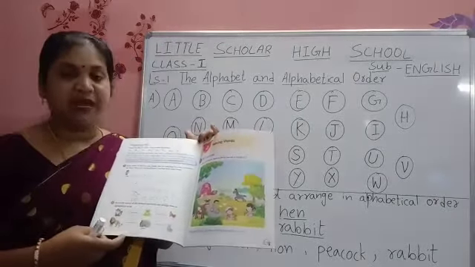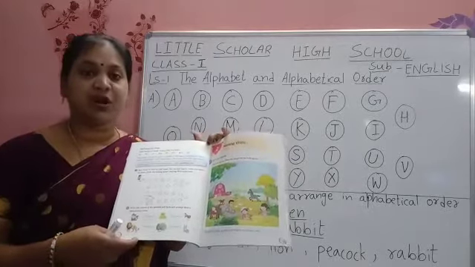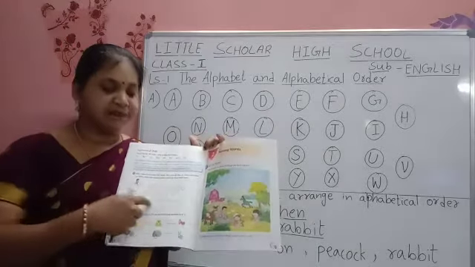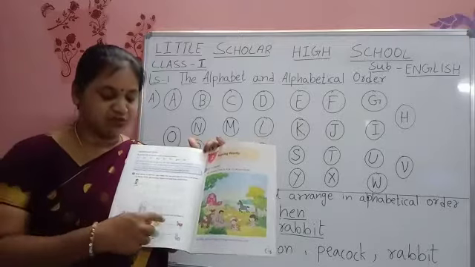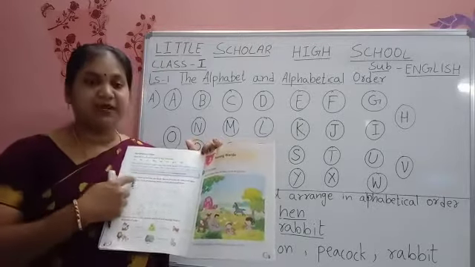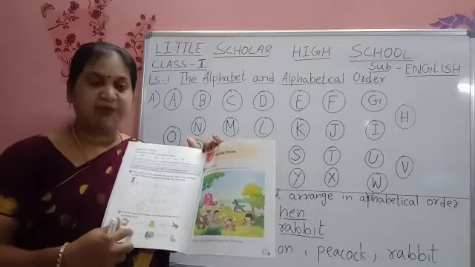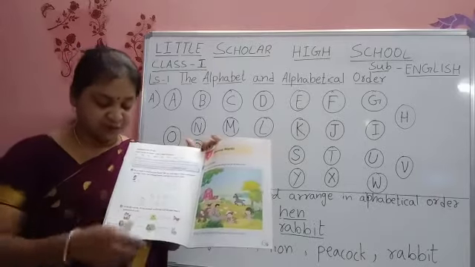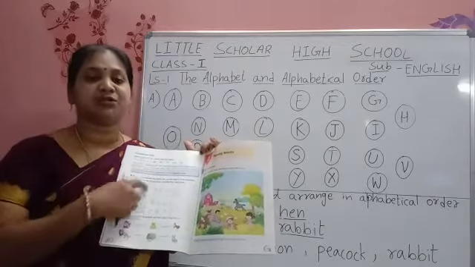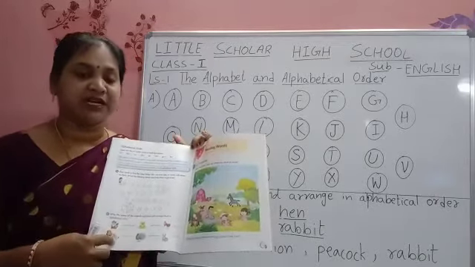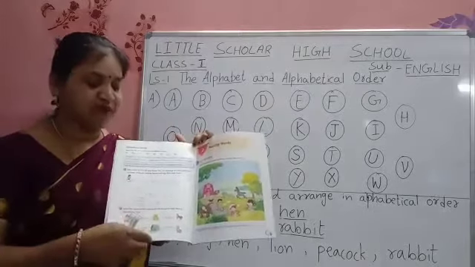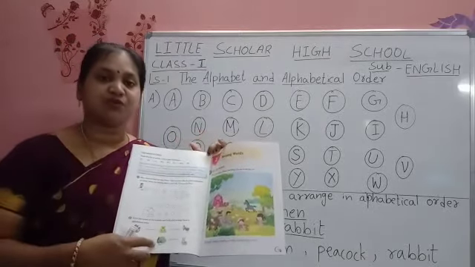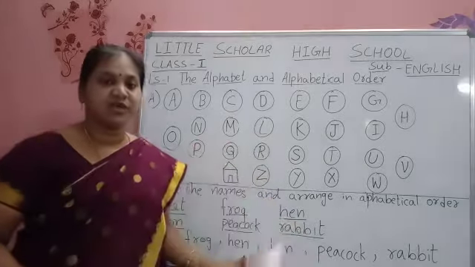You will complete page number 12 very neatly in your textbook. You will use capital letters to write here. Here you can use small letters, but for A write a capital letter, for B use small letters. So complete page number 12. Page number 12 is your homework. Do it very neatly. Copy from the board and complete this book. Is it clear, children? Thank you.